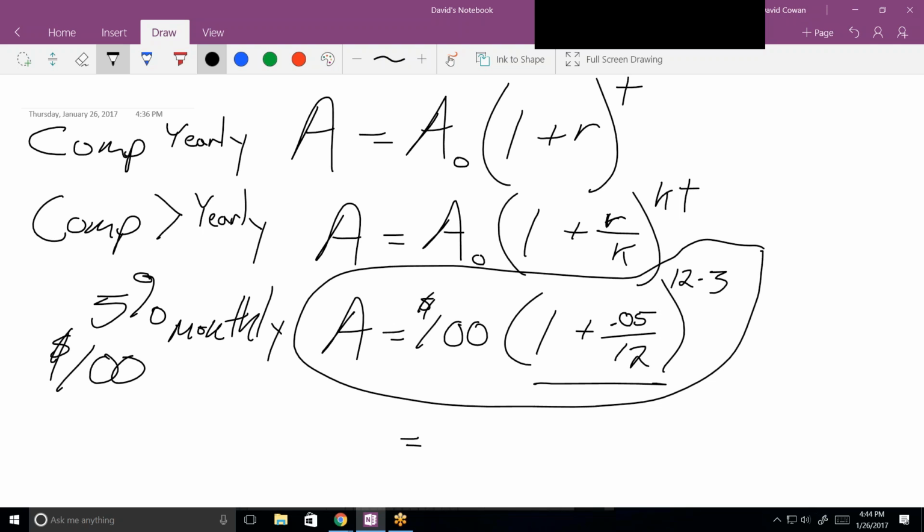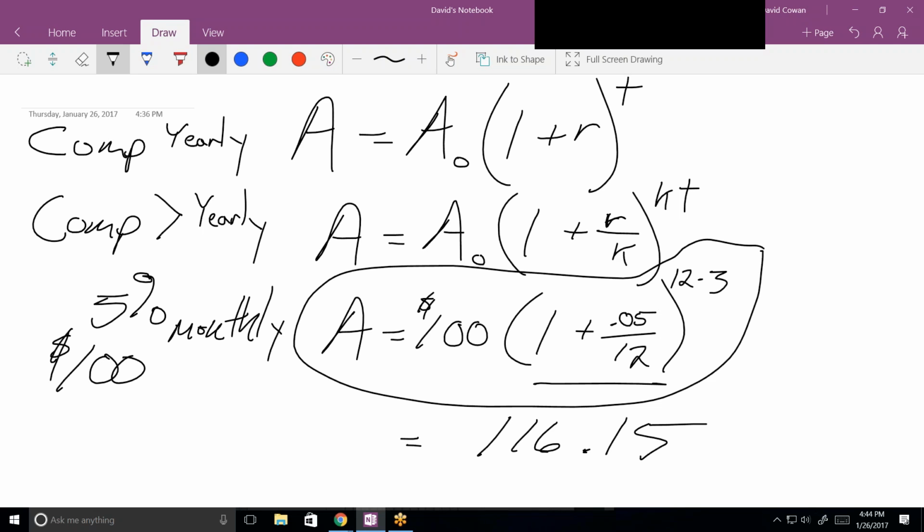Sam, you still there? Yeah, I'm here. Okay, I wasn't sure if I'd lost audio or not. Just putting it in the calc. Okay. These can be a little tricky getting into your calculator. That's why I want you to do it, because I want to make sure you know how to do this. 116.15. Yeah, notice that that's bigger than we got when we compounded it annually. We only got $115.